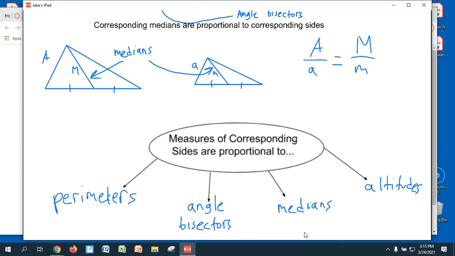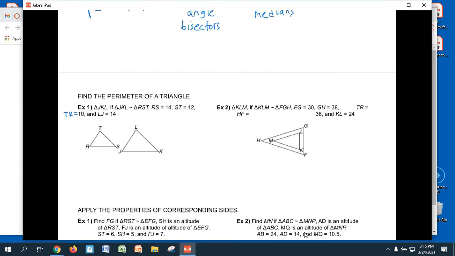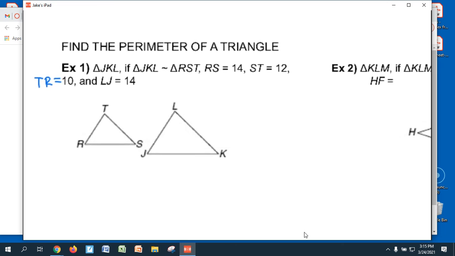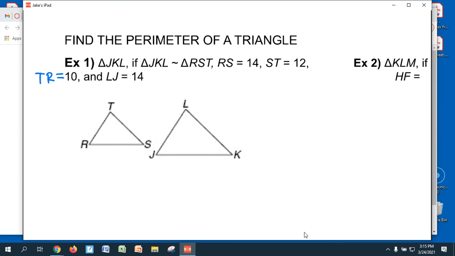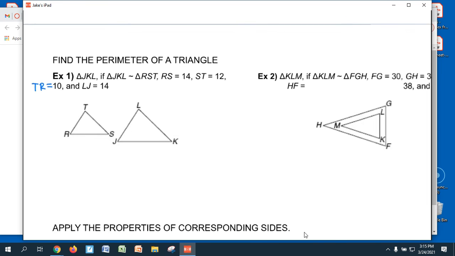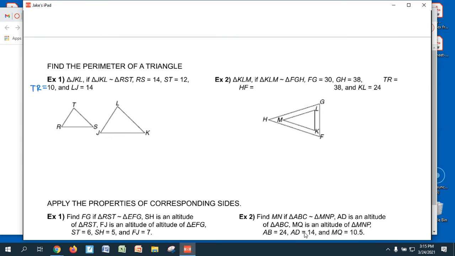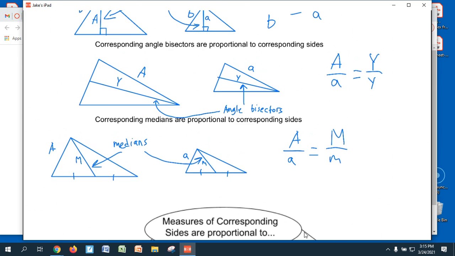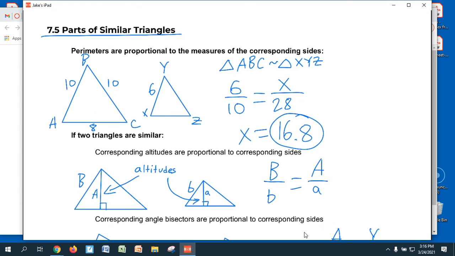What we will end up doing for these examples is knowing that these two triangles are similar. We can use that information we just talked about to figure out a length that we're missing. In this case, these first couple problems will be dealing with two triangles that are similar and their perimeters. And since perimeters are proportional to each other, we can solve for the missing side length. So that is the basics of 7.5, dealing with properties of triangles when they are similar.